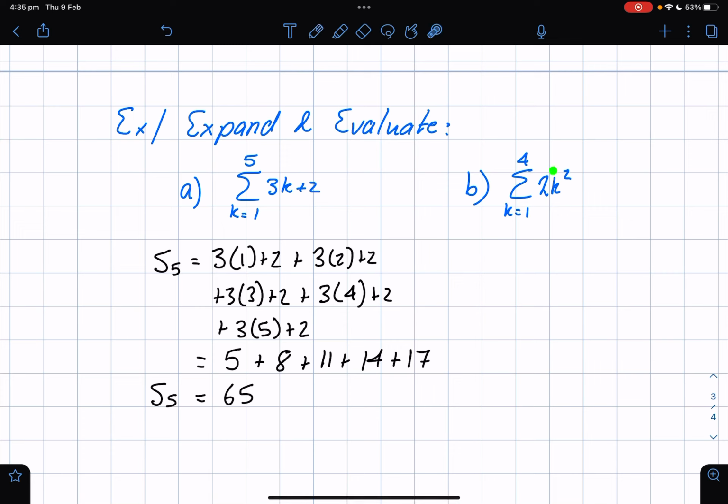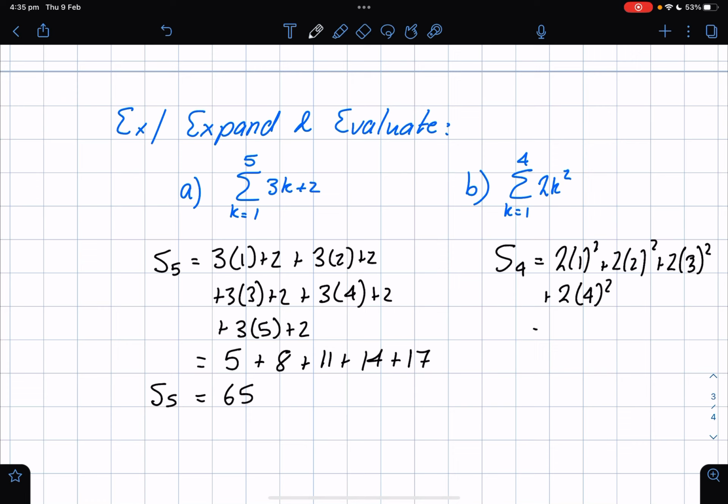Now let's have a look at this one here. So S4, because the upper limit is 4, 2 times 1 squared plus 2 times 2 squared plus 2 times 3 squared plus 2 times 4 squared. So this is just 2 plus 8. 3 squared is 9, so 18. 4 squared is 16, so 32. So S4 is 10, 28, 60. All right, it's as easy as that. Just expand out and substitute k equals 1 and up to your number.